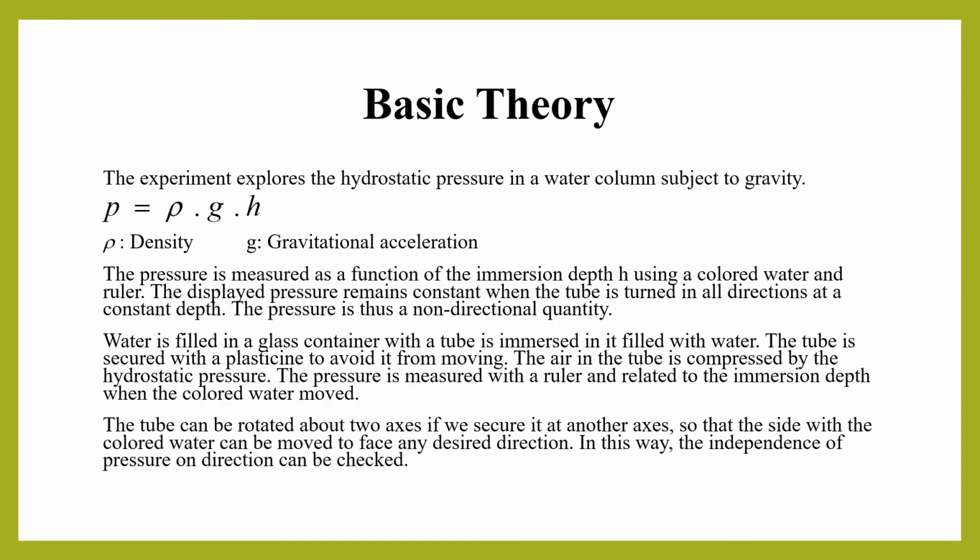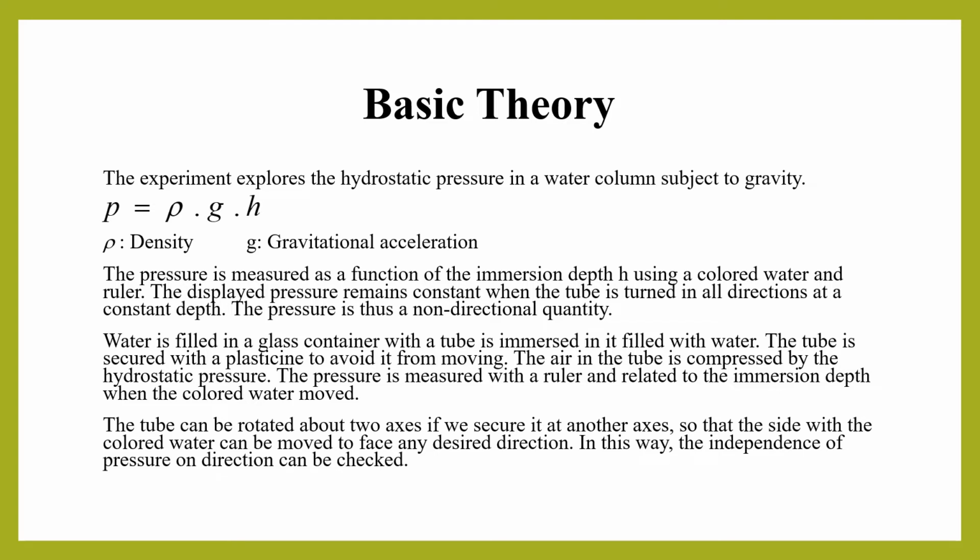These are the basic theory of the experiment. The experiment explores the hydrostatic pressure in a water column subject to gravity. P equals rho g h. Rho is density, g is gravitational acceleration. The pressure is measured as a function of the immersion depth h using colored water and a ruler.